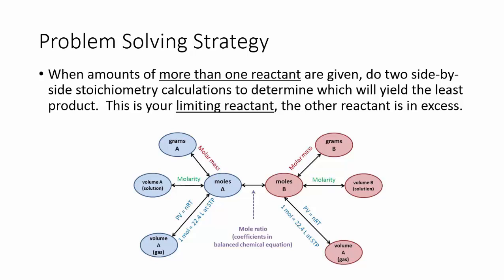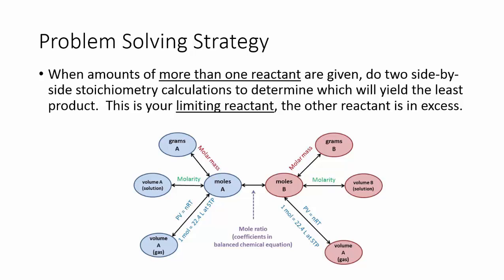If you're given values for more than one reactant, the strategy is to do two side-by-side stoichiometry calculations and then look at your answers and compare which of those two calculations gives you less product. The one that gives you less product, that's how much product you're actually going to make. And that reactant that gave you less product is what we call your limiting reactant. The other reactant you're going to end up having excess of, so there'll be leftover sitting around that's unused.